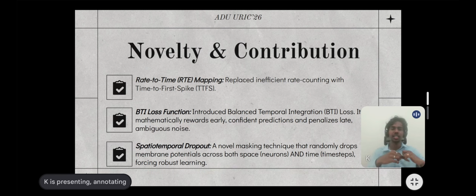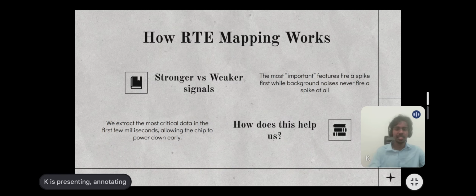Next thing is the last research gap that we spotted, the spatio-temporal dropout. Here we have created a novel masking technique, and because of this, the membrane potentials keep dropping across each of the domains, which is space and time in this case. Now, since the space and time neurons have been changed, it can result in beneficial spikes. Now, how exactly does it help? We look at our main contribution of RD mapping and check how exactly it's being used.